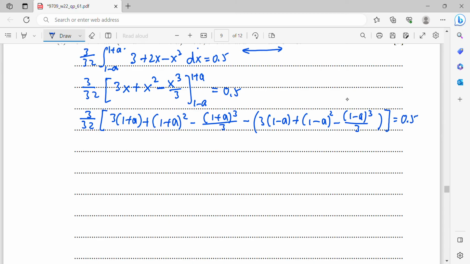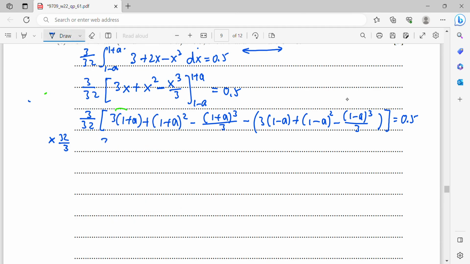Okay, so now we need to do expansion. So first of all, I will times the whole equation by 32 over 3. Then I do not need to write this on the left hand side. So left hand side will be 1. Then right hand side I just need to count what is the value. And at the same time I will do expansion. So here do expansion.